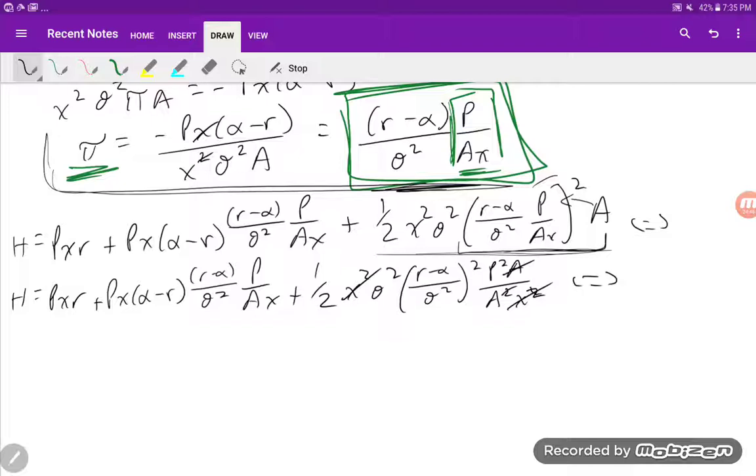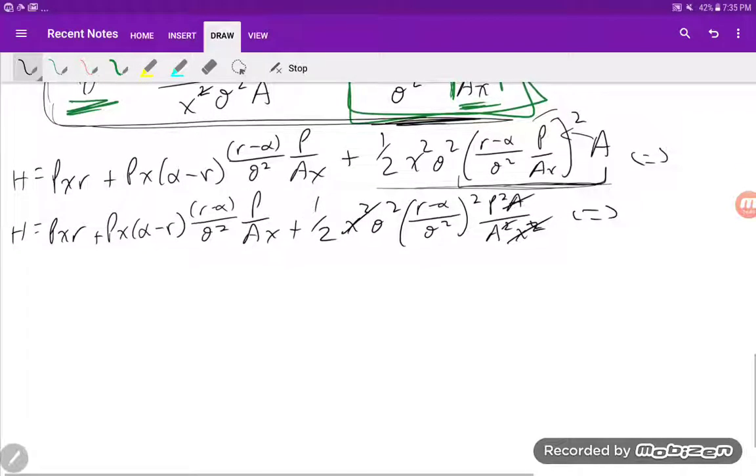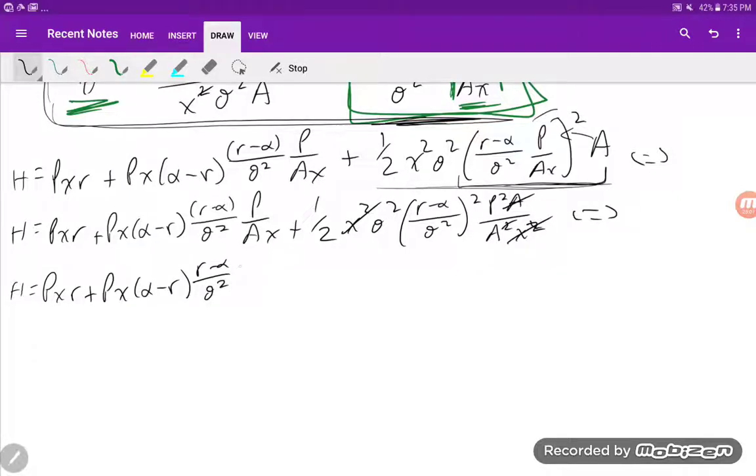All right, let's bring it further a little bit. Let's see here. I'll just write it out so I don't get confused. Plus px alpha minus r, r minus alpha over sigma squared p over ax plus 1/2 sigma squared r minus alpha over sigma squared squared, and then p squared over a. Okay, look here, that was an easy one too. So those x's also cancel.